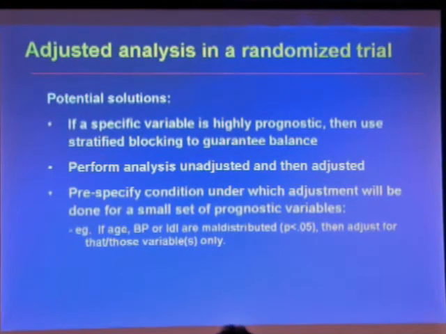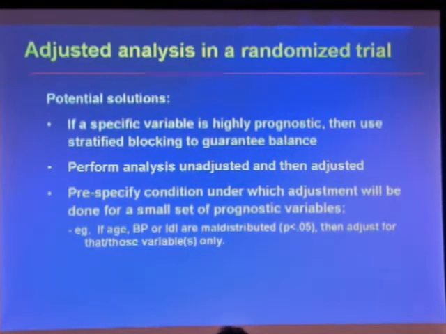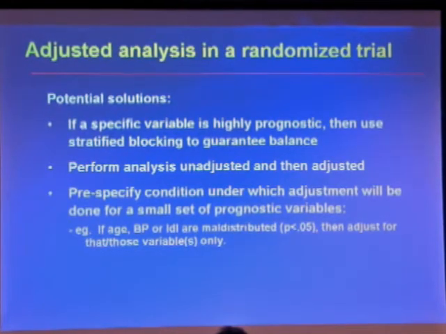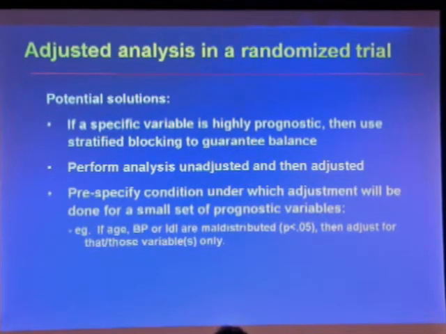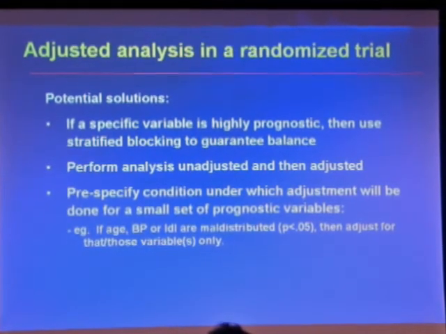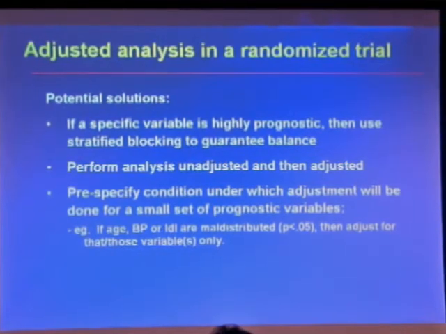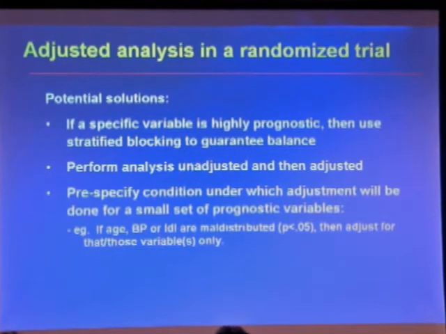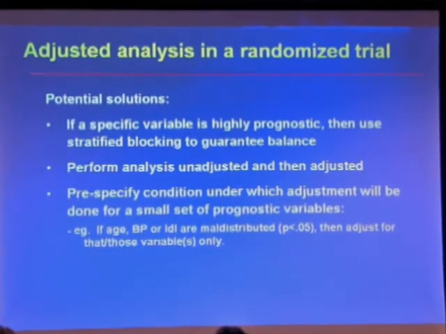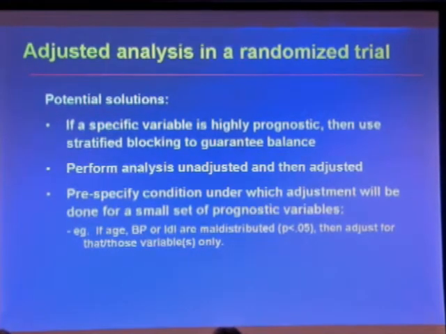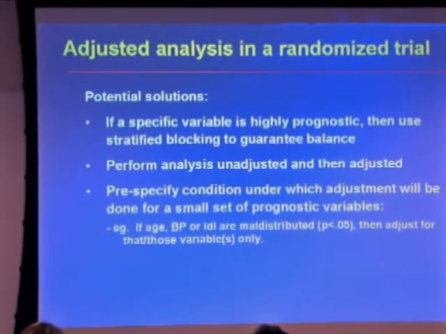And then most importantly, and again, the theme that I always bring up about almost everything, is to pre-specify what you're going to do. So pre-specify a condition under which an adjustment will be done for a small set of variables. For example, before you do the trial, say you decide not to stratify, but you say in advance that this is a trial of MI, and I know that age, blood pressure, and LDL are very prognostic. So I decide in advance that if any of those three variables are maldistributed at baseline, defined as, say, a p-value less than 0.05 between treatments at baseline, then I adjust for those variables only.